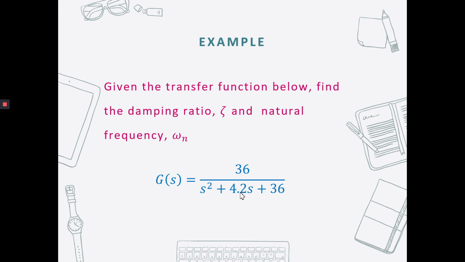Okay, so we can determine zeta using the value of omega n equal to 6 and this equation, 4.2 equal to 2 zeta omega n, so our zeta is 0.35.